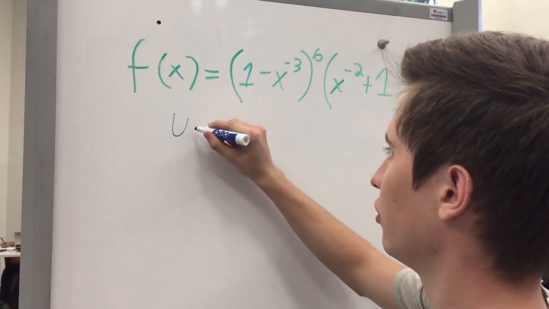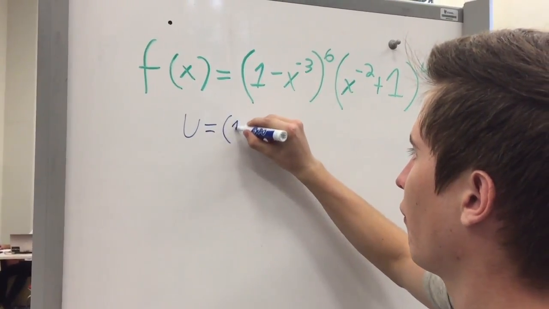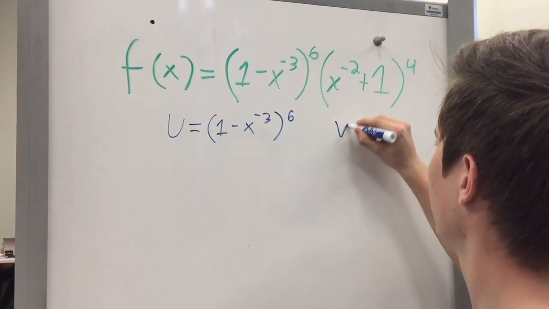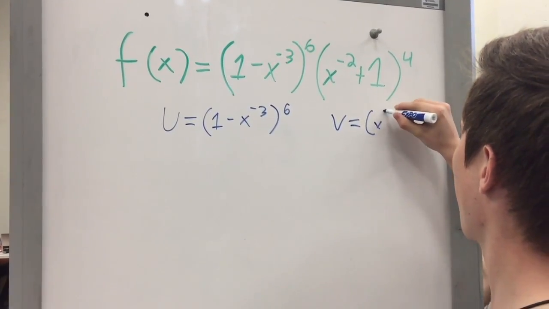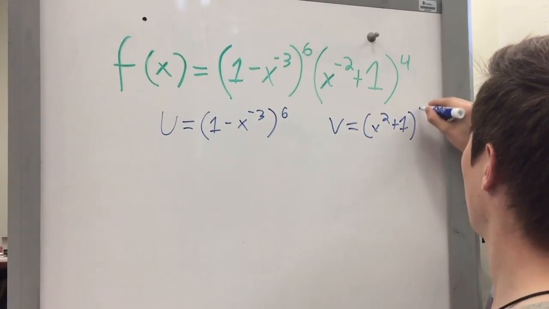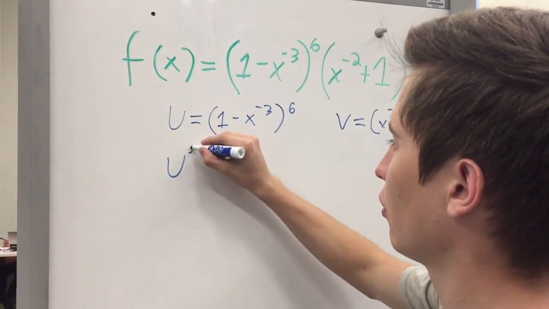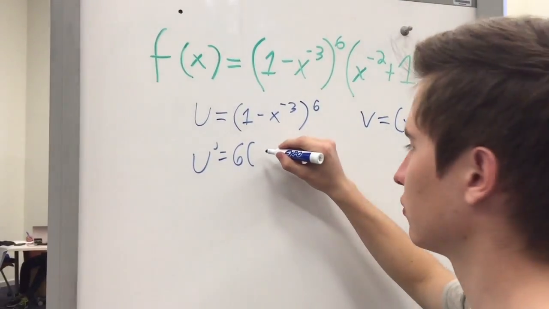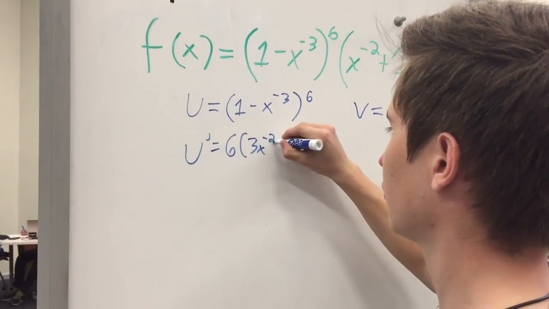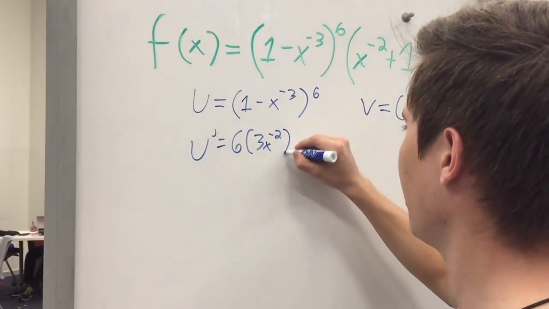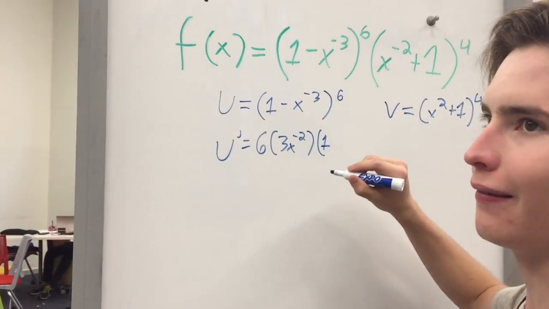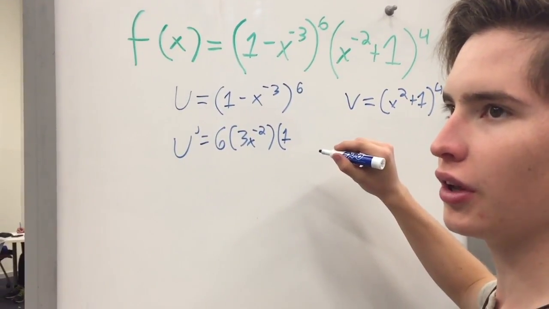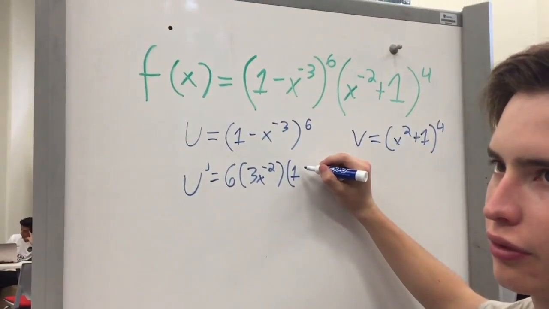First we get the prime of u, which in this case is (1 minus x to the negative 3) to the 6, as well as the prime of v, which is (x to the negative 2 plus 1) to the 4. In both cases we must use the chain rule, which is n times u prime times u to the n minus 1, where n stands for the exponent of the whole parenthesis. In this case it is 6 for u and 4 for v.